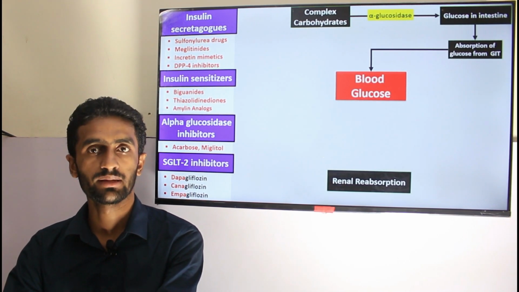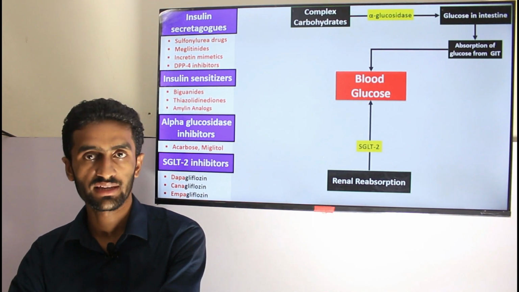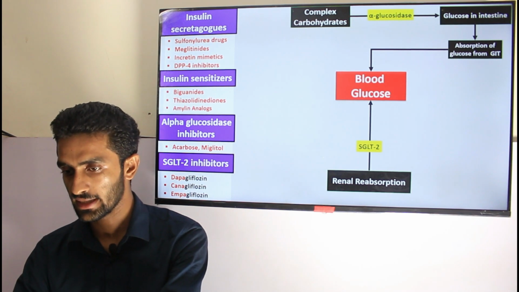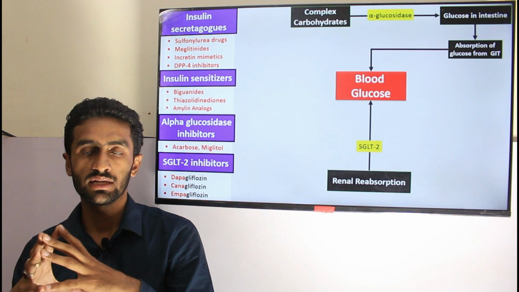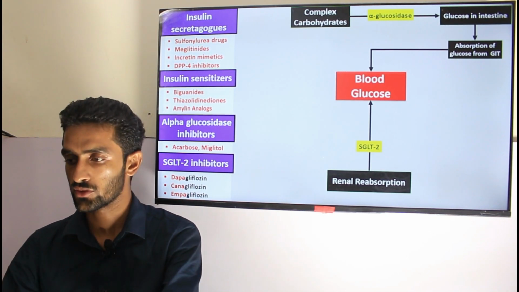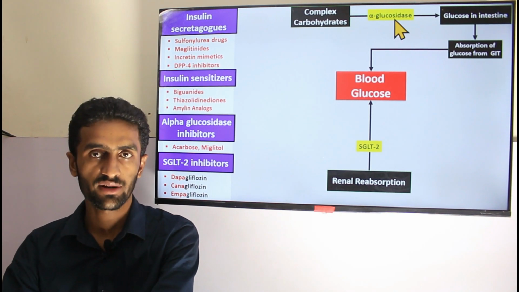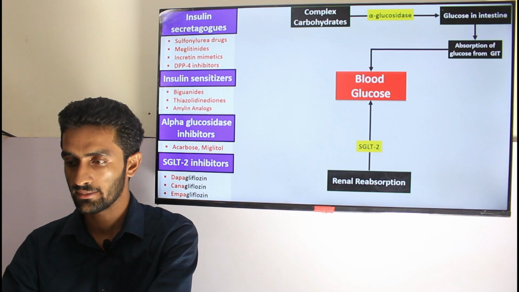Another thing is renal reabsorption. It can increase the blood glucose via the SGLT2, which I'm especially mentioning here. In this picture, I'm trying to show the sources, the components which increase the blood glucose and the components which decrease the blood glucose. You can say either from the diet blood glucose can be increased, or by renal reabsorption blood glucose can be increased.